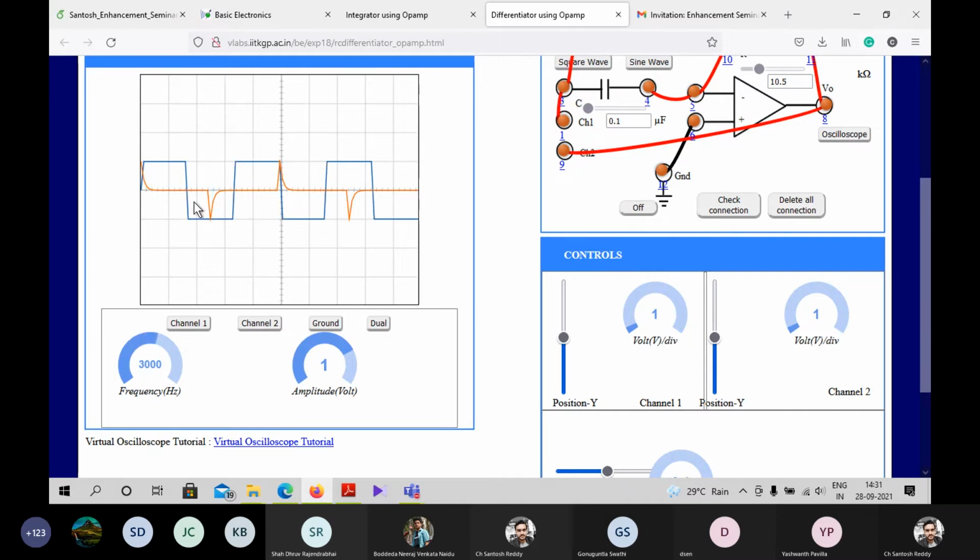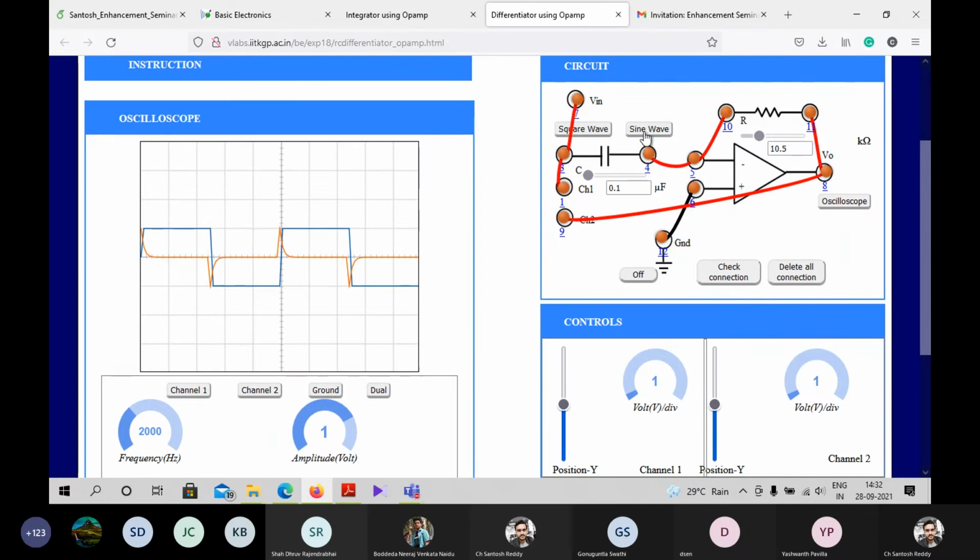Otherwise, in real life, in the lab, you can directly see that if I change my frequency, the spike should change. But this VLAB has some error, some design problem. That's why this spike is not changing its place.